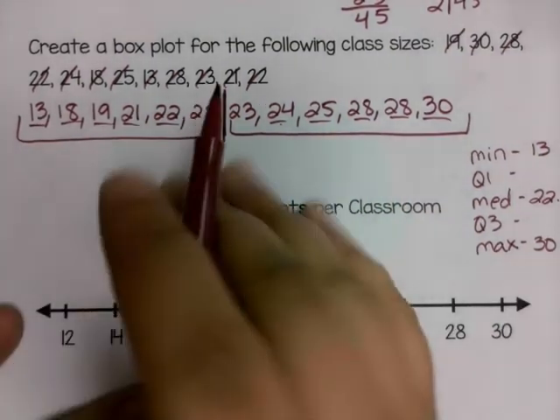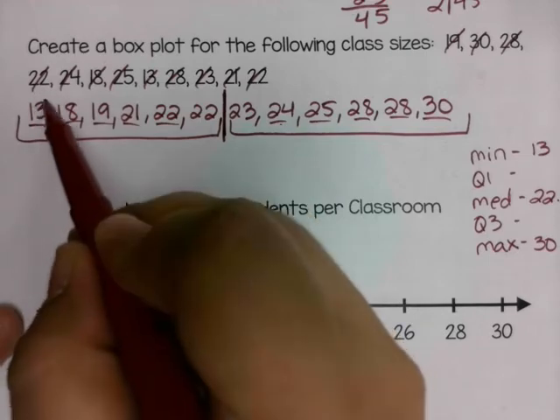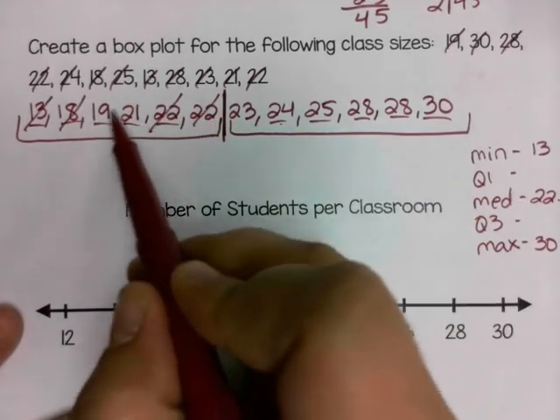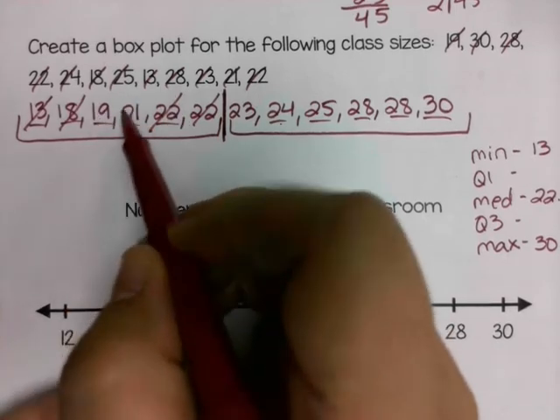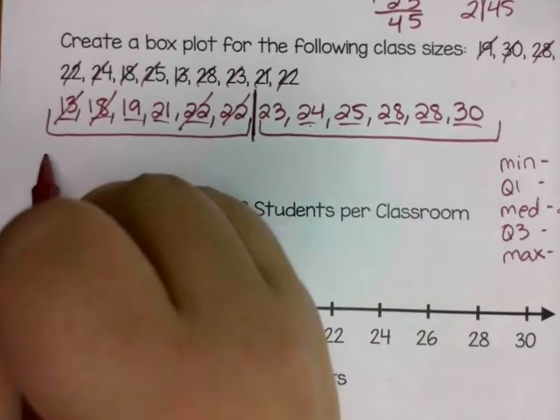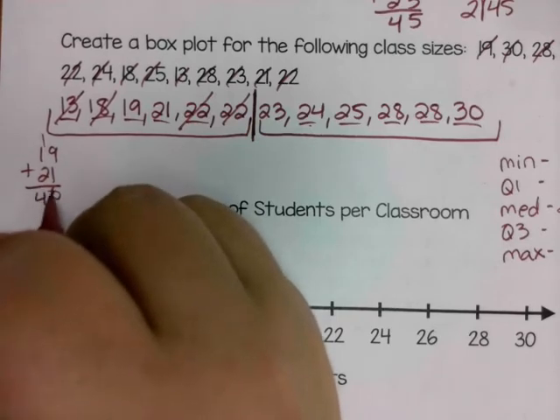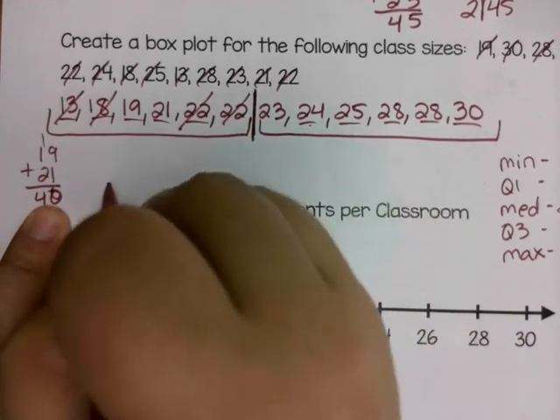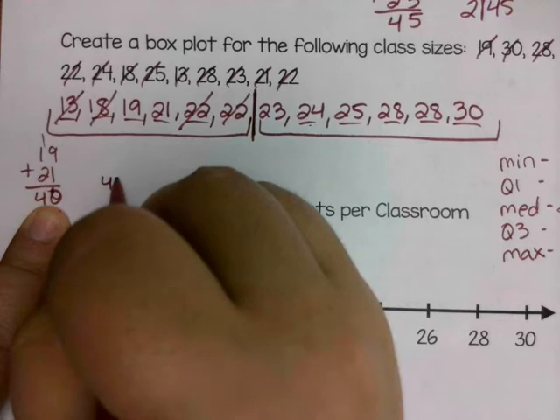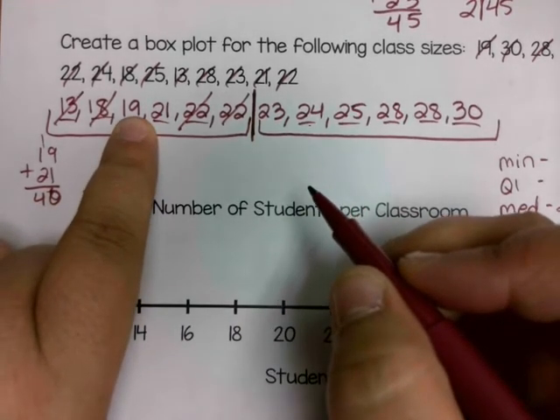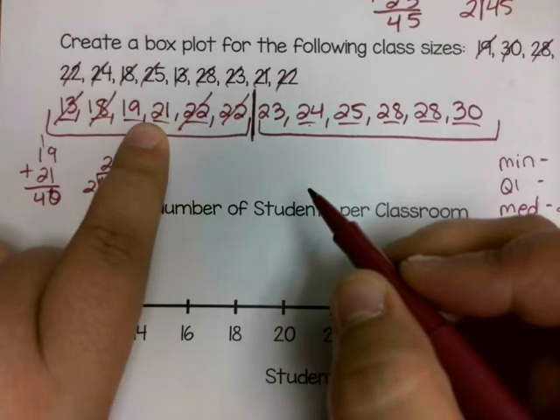So to find the median of my lower half, I'm going to cross off low, high, and again, you notice we have 2 in the middle. So I'm going to add those 2 up, 19 plus 21, and we get 40. And then 40 divided by 2 is 20. And you could have seen that hopefully the only thing that falls between 19 and 21 is the number 20.